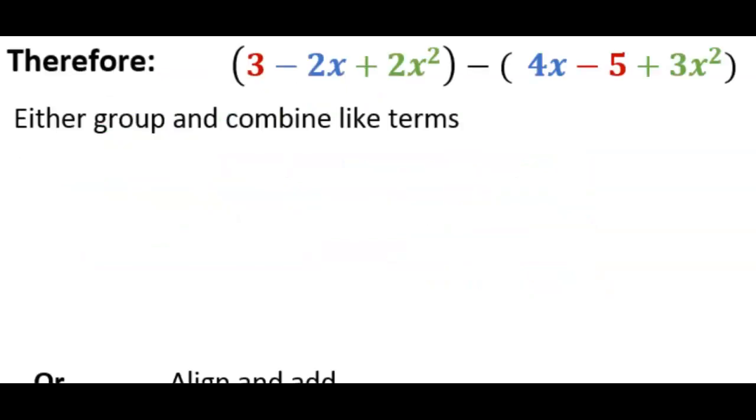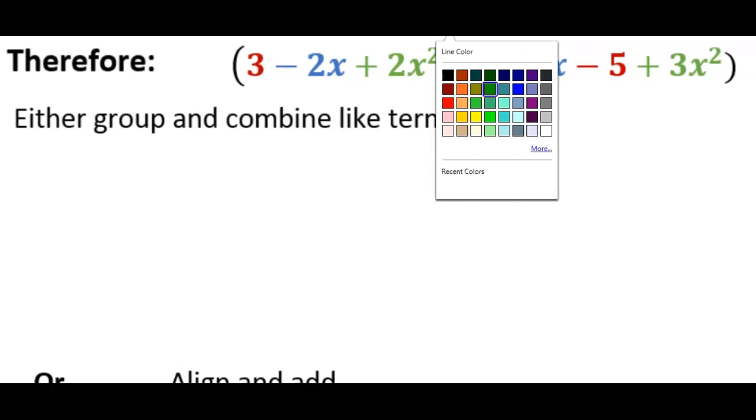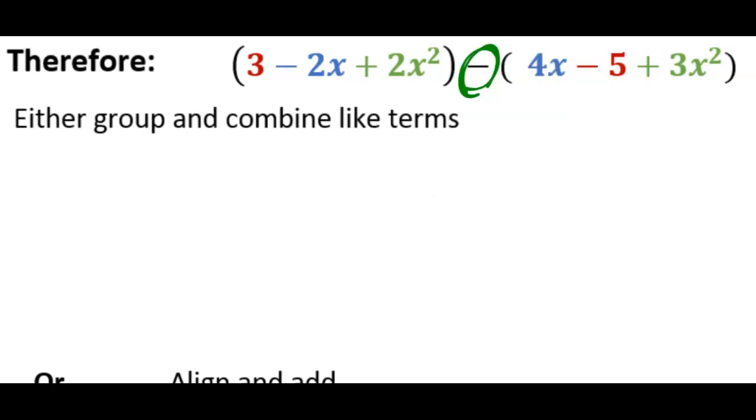This minus sign out here is like having a negative 1 in front of all this. So that negative 1 is going to change the sign of all of my things. So I'm going to make that purple instead. So there's a negative 1 out here, and so that's going to change the sign of all of my numbers. All right. So if I were going to group this, I'm going to do my group and combine like terms first.